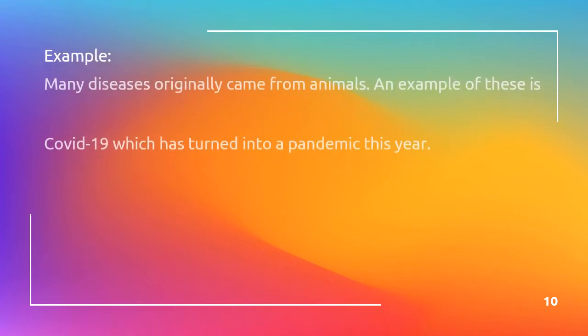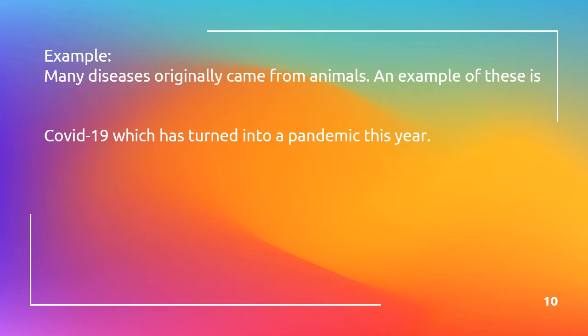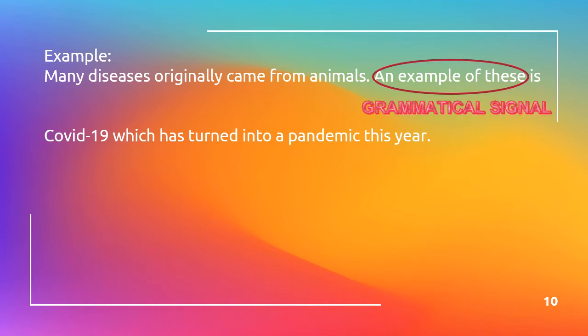Let's have our first example of general to particular. Many diseases originally came from animals. An example of these is COVID-19, which has turned into a pandemic this year. Okay, so what do you think first is the grammatical signal that we used in this sentence? Okay, so the grammatical signal that we used is an example of this. So this is the grammatical signal. Okay, and what do you think is the general statement? It is a broad topic.